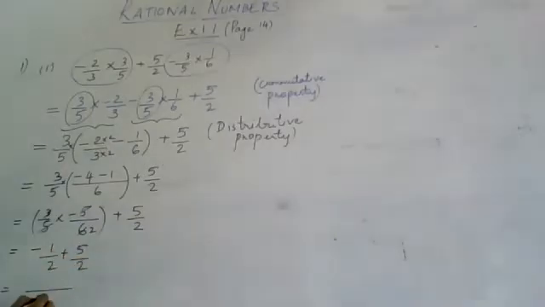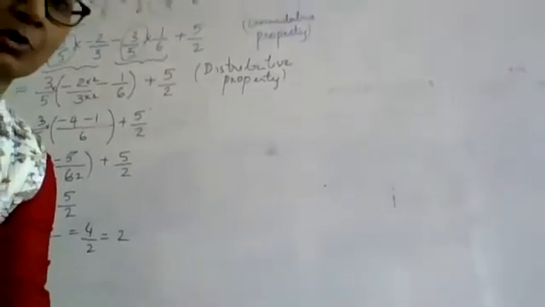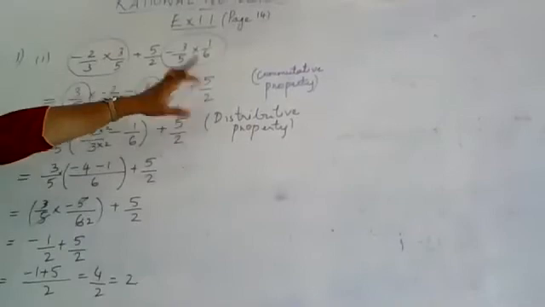Now again, the common denominator is 2, it is negative 1 plus 5, which will be positive 4 by 2, and hence the final answer is 2. So I could do this problem by using two properties. I use the commutative property first, and then I have used the distributive property. So this is how this problem is to be completed.